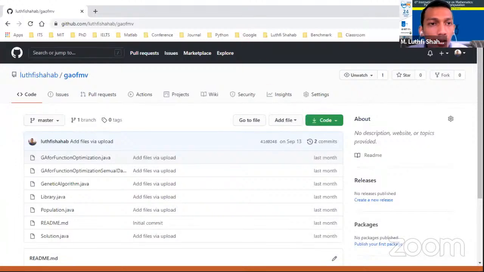And this is the code we use for this research. You can access it from my GitHub. You can access it freely.